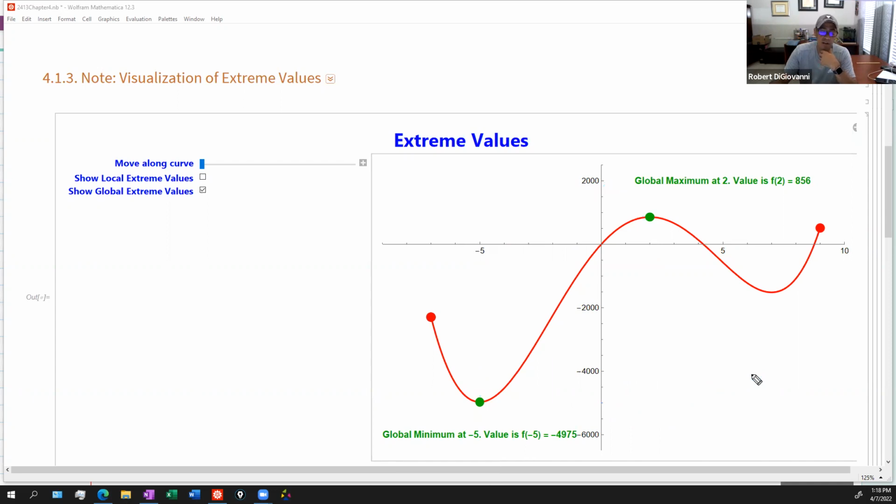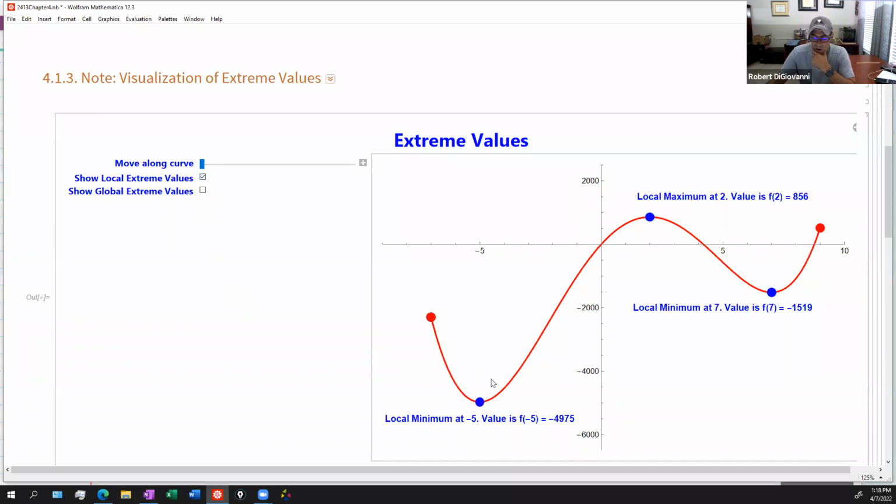Now let's talk about the local max and mins, or what's called the local extreme values. So I'm going to take these off. To be a local maximum or minimum, you only have to be the highest or lowest point in that little region or neighborhood. So take a look here. All 3 of these points would be considered local maximums and minimums.